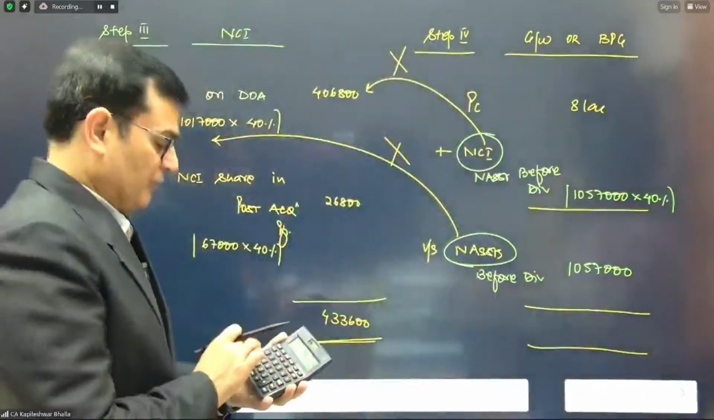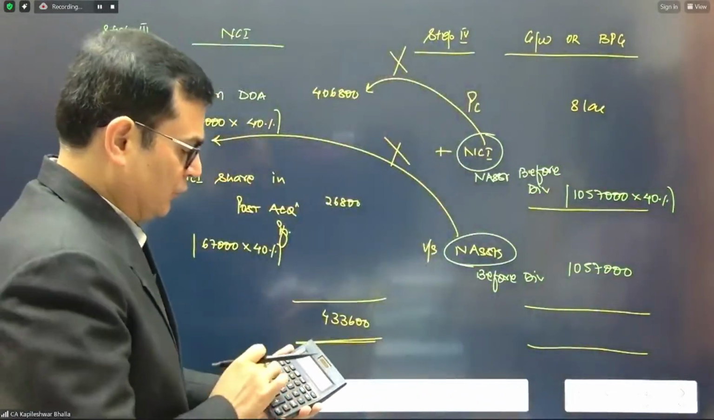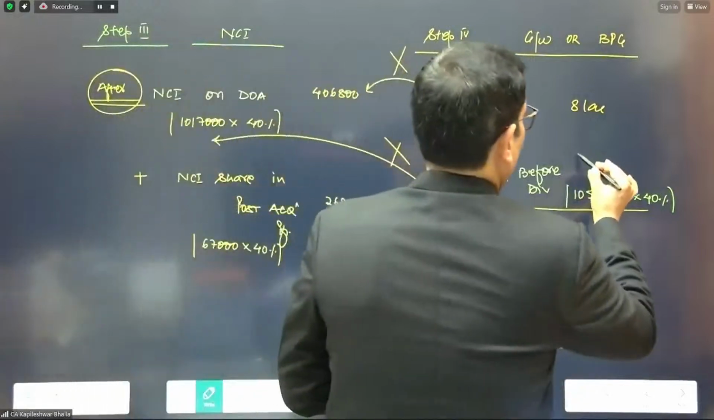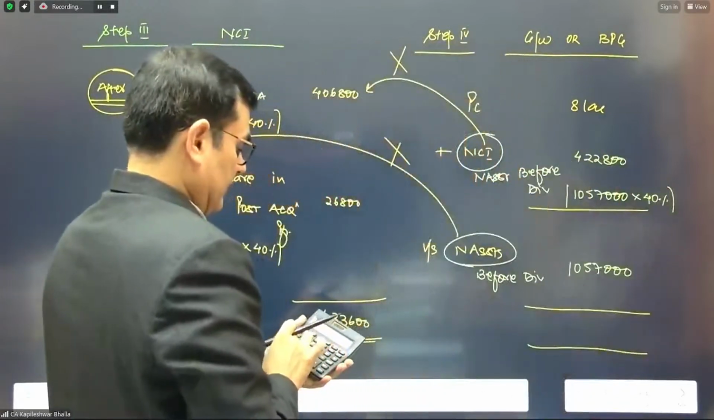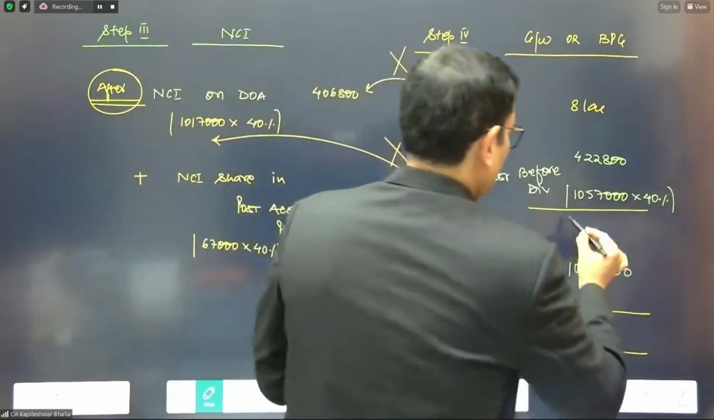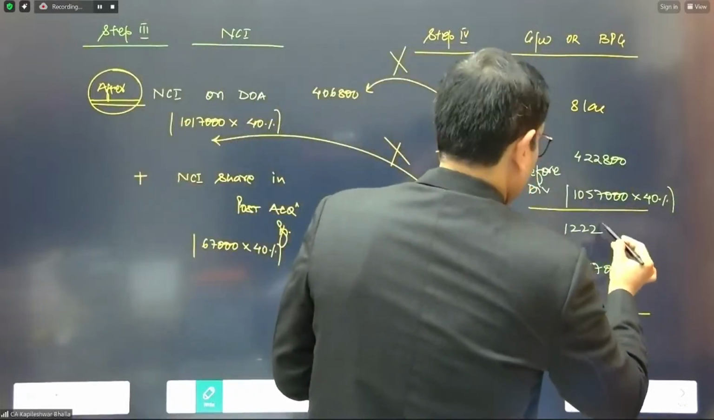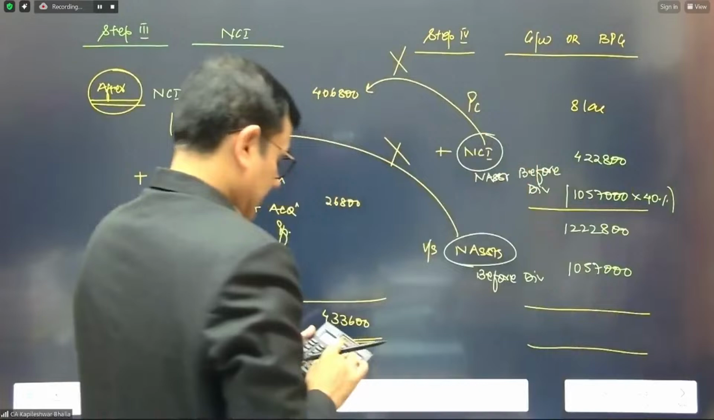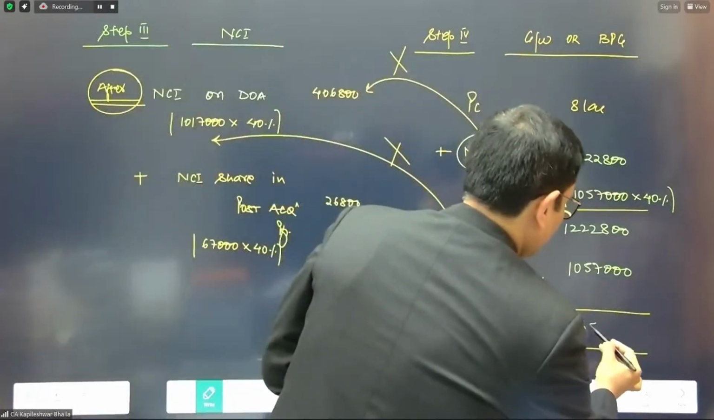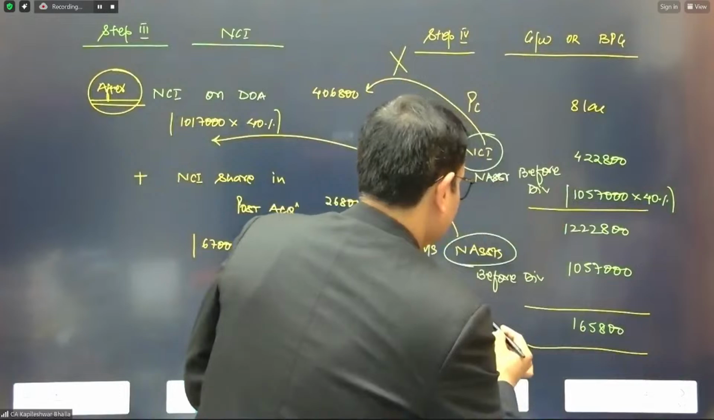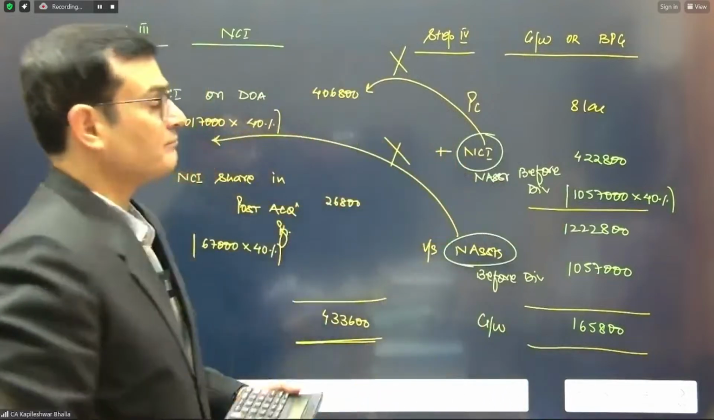Okay. So if I calculate 1057 into 40%, it is 422,800. So let's get the total of this 8 lakh plus this is 1222,800 minus 1057. And that works out at 165,800 is the difference. That is good.